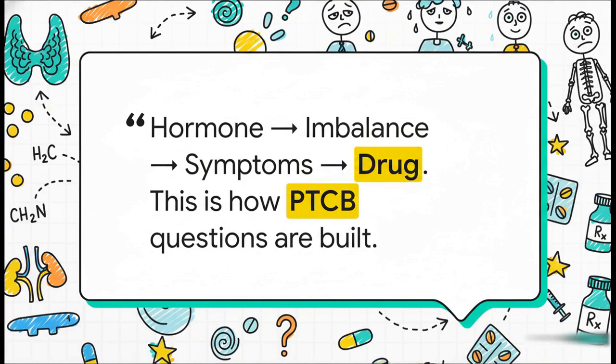So here it is, the big takeaway. This is the mental framework you need. Think of it as a chain. What's the hormone? What's the imbalance, too much or too little? What are the symptoms of that imbalance? And what's the drug that fixes it? I'm telling you, PTCB questions are built around this exact logic. Master this flow and you'll be set.